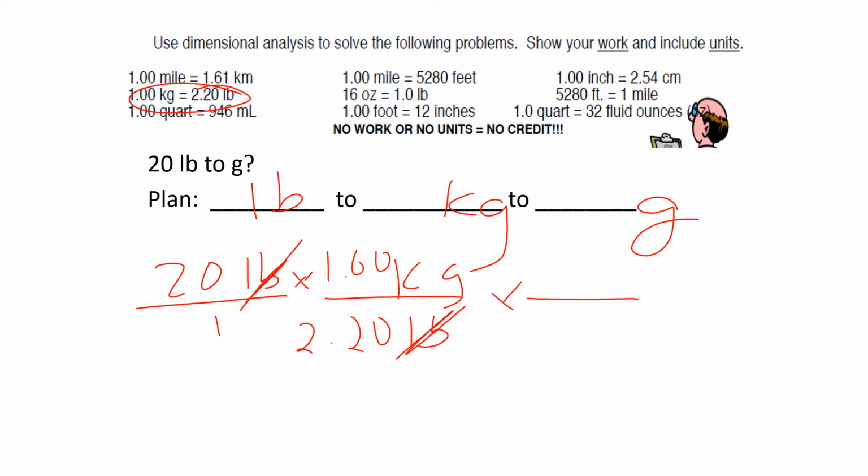And the next step, grams to kilograms. Where does the 1 go? It goes next to the bigger measurement, which is the kilogram. And you should know there are 1,000 grams in a kilogram. This cancels. Oh, shoot.